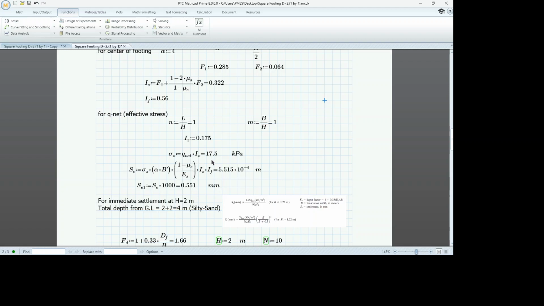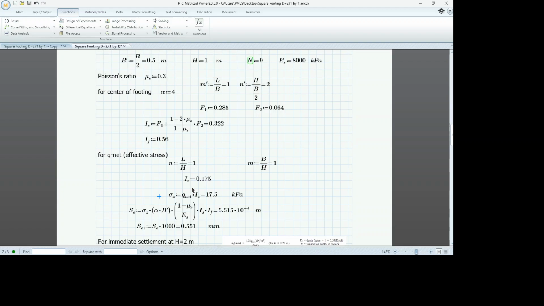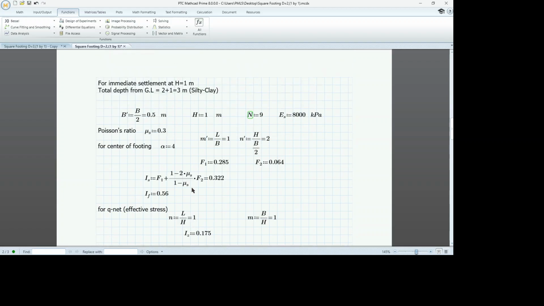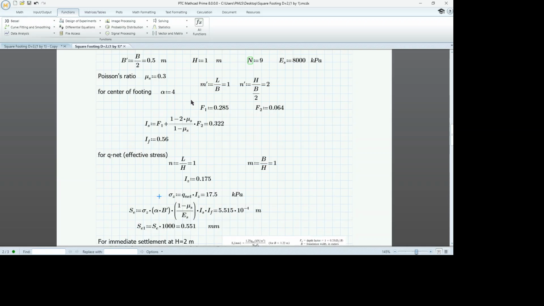which comes out to be 17.5 kPa. Using this net pressure and using this shape factor and depth factor, the settlement is calculated, which was then converted to millimeter, is 0.55 millimeter. So up to now we have calculated the immediate settlement at the one layer, which was the silty layer.